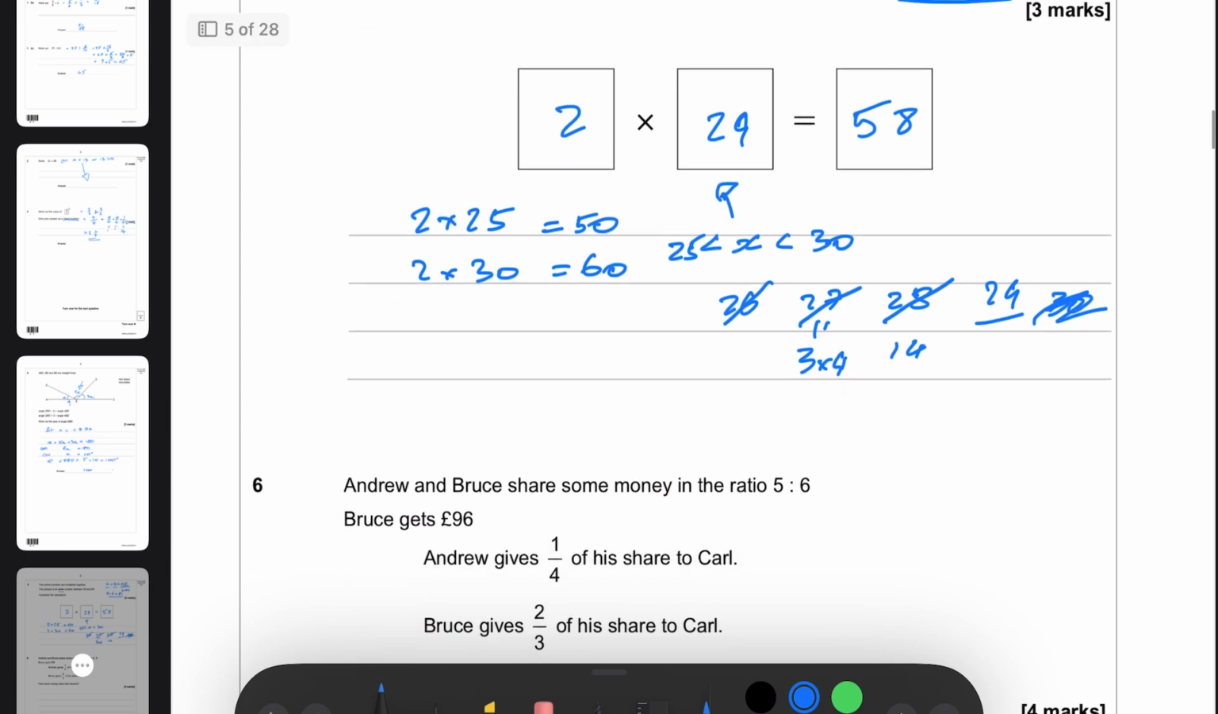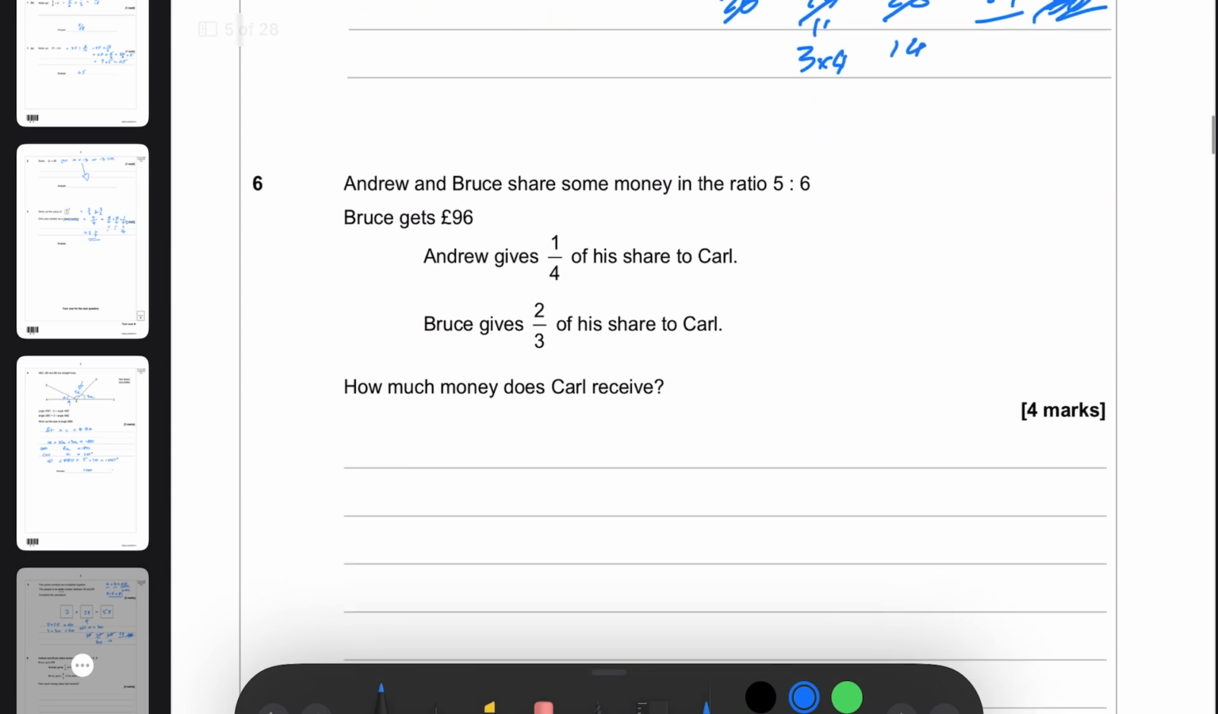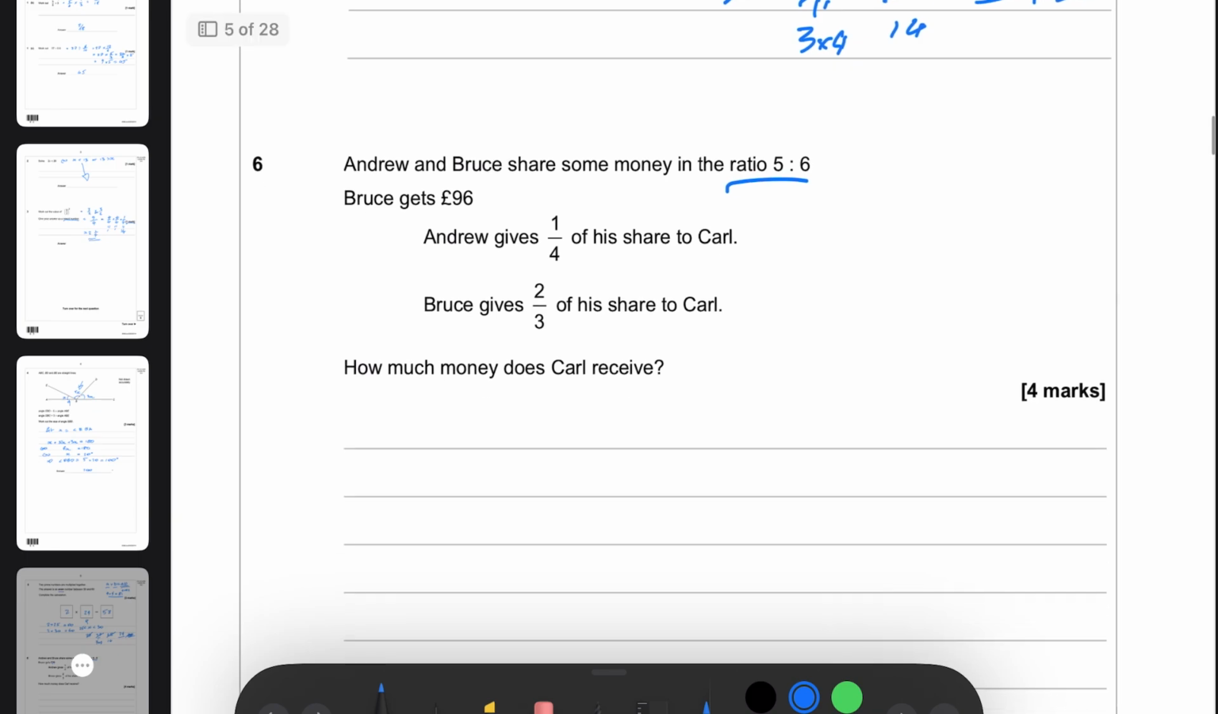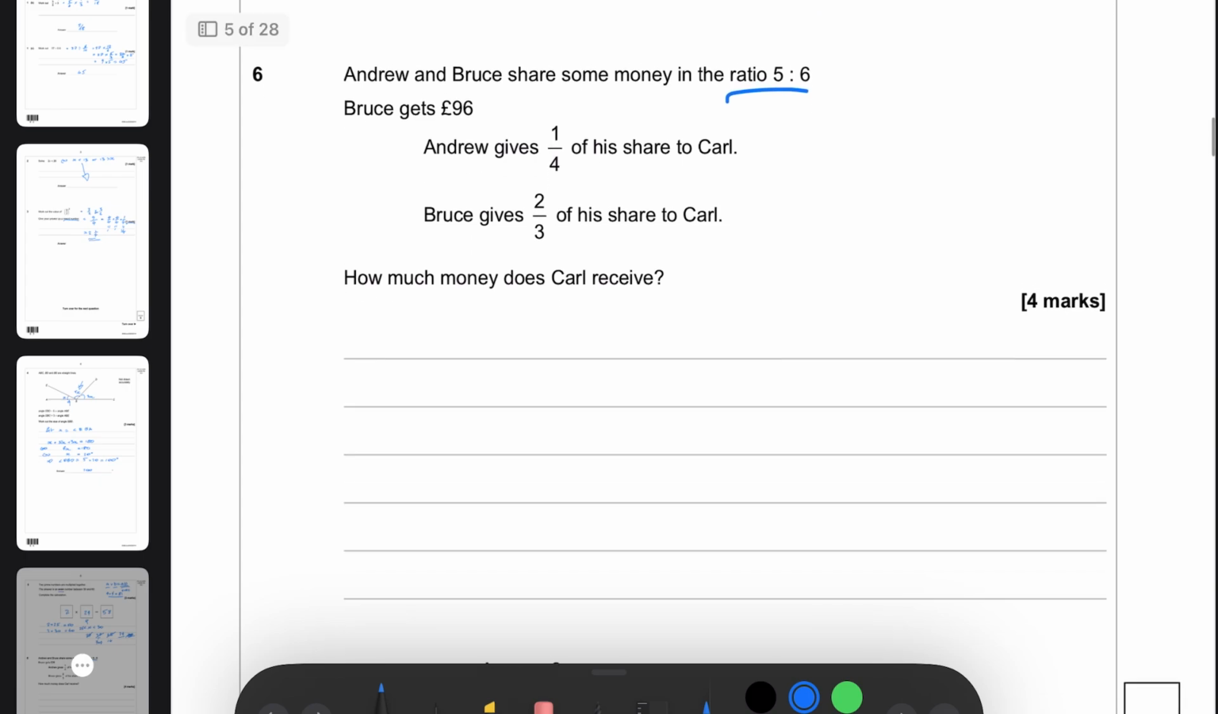Right, so next one. So this is question 6. Andrew and Bruce share some money in the ratio. So a couple of bits of ratios. So Bruce gets £96, and we get a third guy called Carl, who gets some of their money.